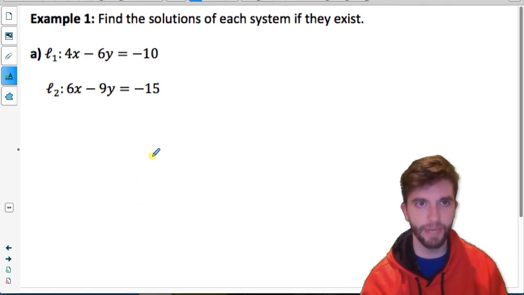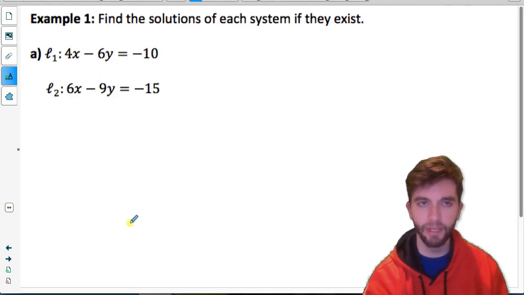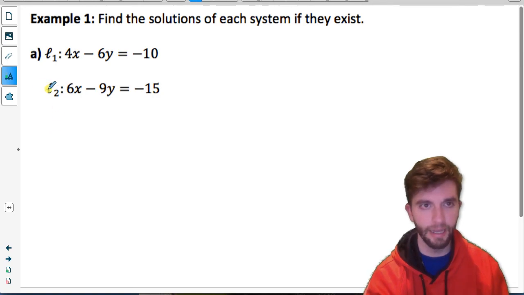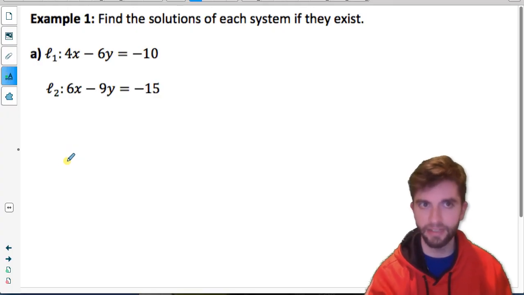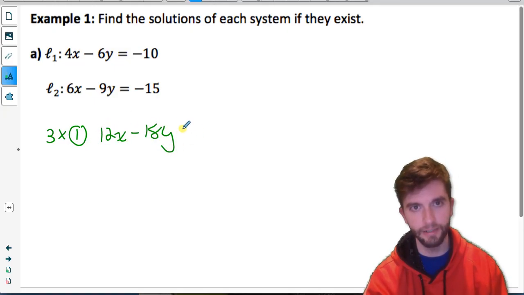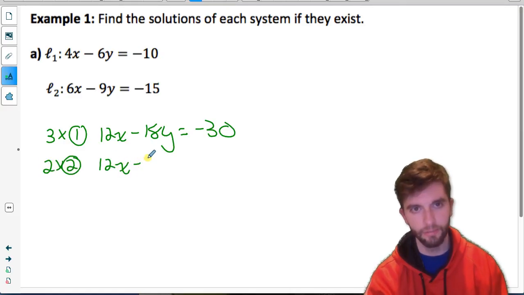So we can solve this just like you did back in grade 10. We can solve it using elimination or substitution. And since the like terms are already lined up, I think I'll use elimination. So I need to eliminate either the x's or the y's. So let's multiply line 1 by 3 and line 2 by 2 so that the x's both have a coefficient of 12, and then I can eliminate the x's. So 3 times line 1, I'll call that equation 1, would give me 12x minus 18y equals negative 30. And multiply line 2 by 2, and I would get 12x minus 18y equals negative 30.